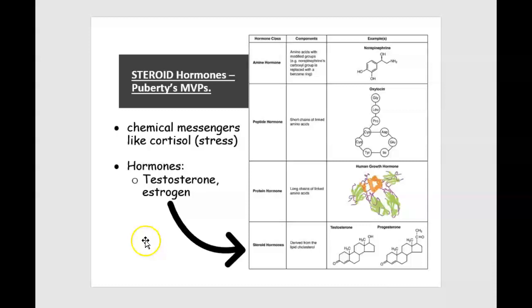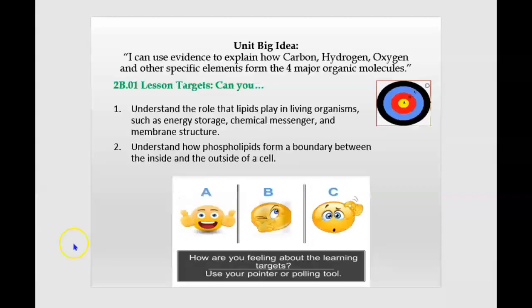And then finally, hormones, right? So hormones are basically puberty's most valuable players. There are other kinds of hormones, okay? There are protein hormones, and there are peptide and amine hormones, but we're just looking at these ones here, the steroid hormones. So your testosterone, progesterone, estrogen, all of the ones that make us happily go through puberty. Okay, so time to recap.